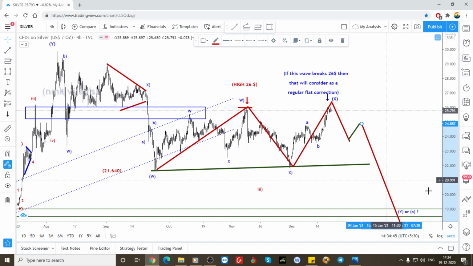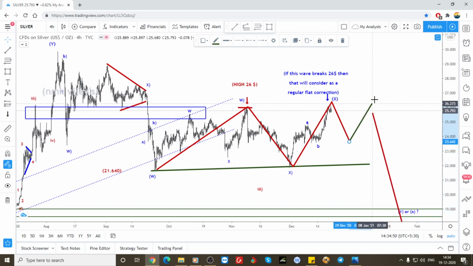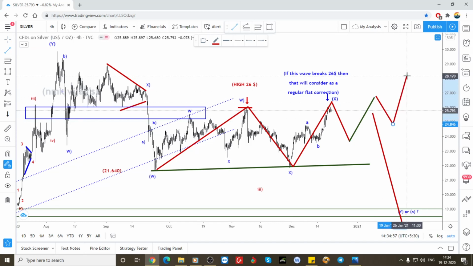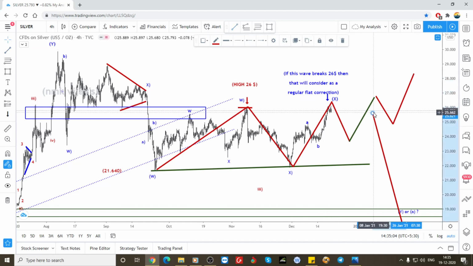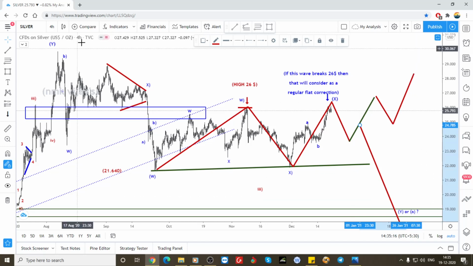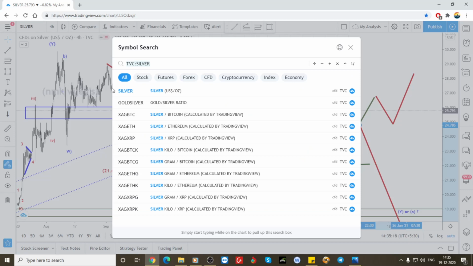After that it can shoot further with another A, B and C. So it could be around $28. So this could be a connecting wave. After that, A, B, C. And again from here it has to come to the downside. So I think I finished.